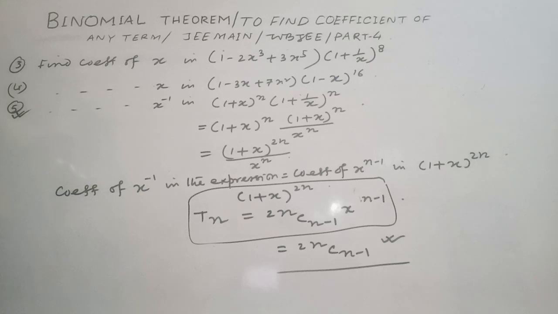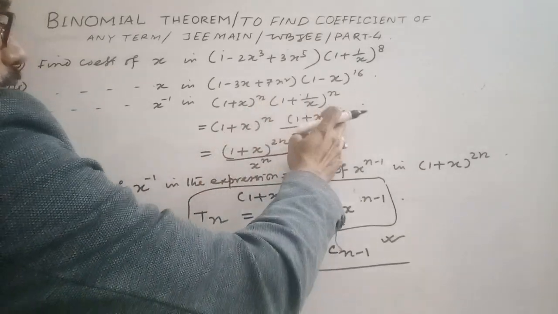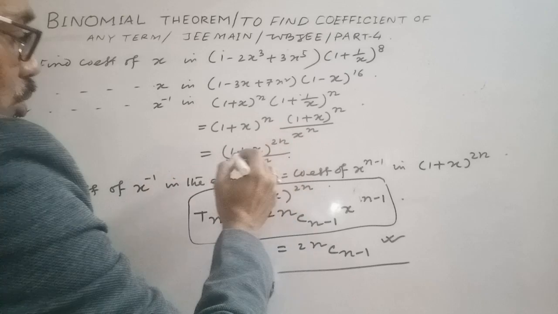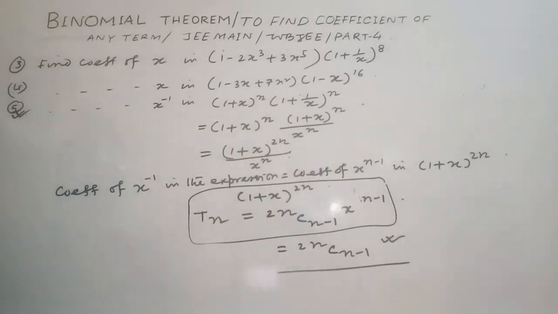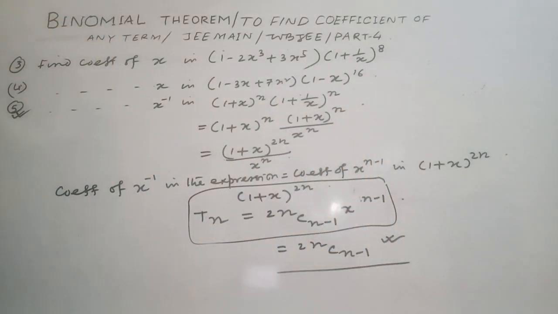So, look at it again. So, look, 1 plus x. This is also 1 plus 1 by x. That is why we are taking LCM. And power will be added. So, we are getting a very simple problem. But if it is minus, then it will be difficult. So, now problem number 3.